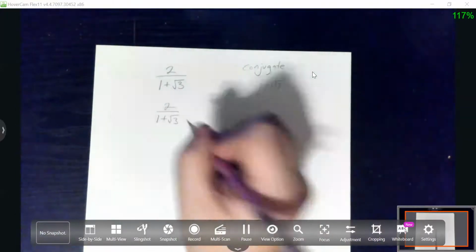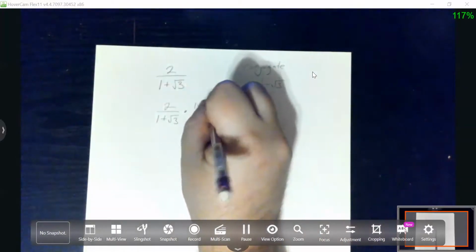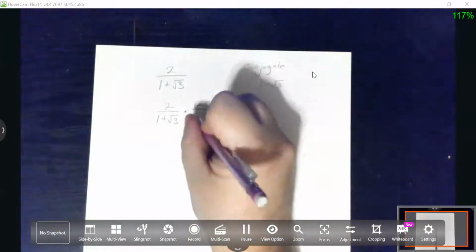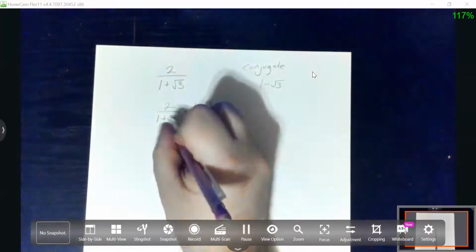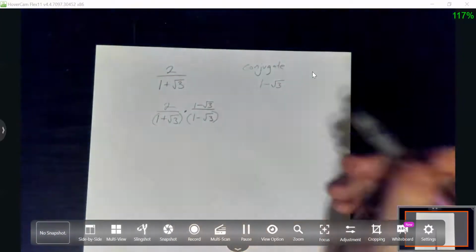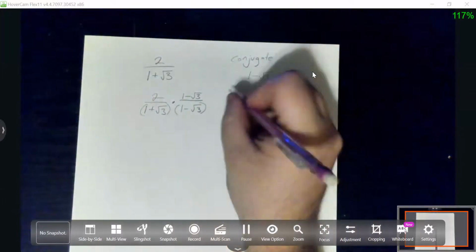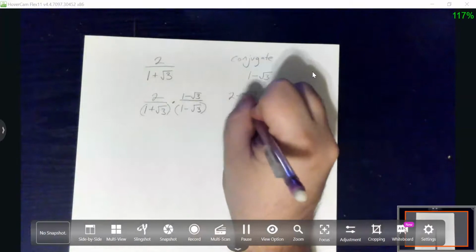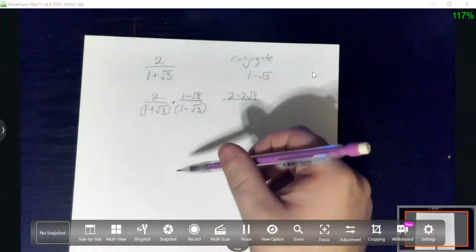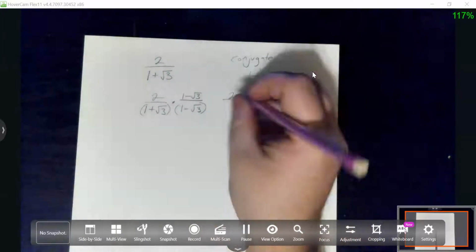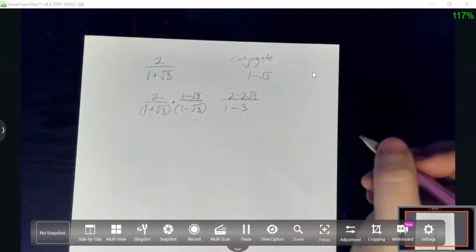So if I need to get rid of the root in the denominator here, I'm going to multiply top and bottom by the conjugate of that denominator. This forms something that now we have to FOIL, just like we did before in our previous lesson. Up top, the 2 distributes, so I get 2 minus 2 root 3. In the bottom, this is a difference of squares. That was one of the terms we talked about last time. So this is going to result in 1 minus, and then root 3 times root 3 is just 3.